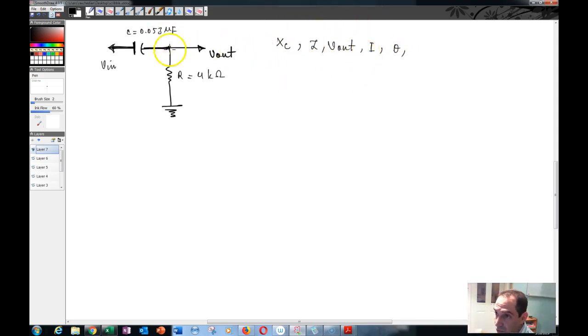Now, in order to solve a circuit, of course you need to understand it, otherwise you will not be able to solve it. Meaning that, for example, if I want to calculate the output voltage for this circuit, it's obvious that the output voltage is the voltage across this resistor. Okay, so now that I know that, I know how to calculate the output voltage.